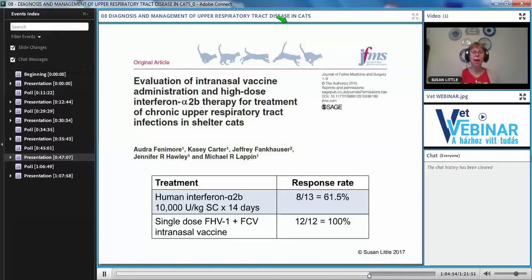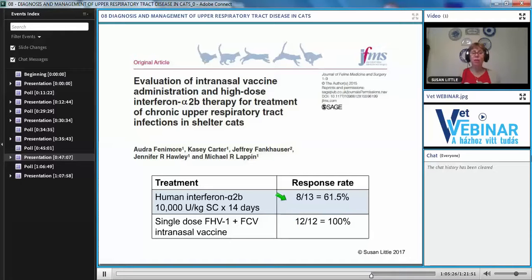So these were cats with chronic upper respiratory tract infection that were in shelters. And of course in shelters, they can't adopt cats out into homes if they've got chronic respiratory tract disease. So they were trying to find a way to get rid of the clinical signs in these cats so that they could be adopted. Both treatments had a pretty good response rate. So it turns out they're small studies, so only 12 cats got the intranasal vaccine, but they all responded and they were all available to be adopted out.